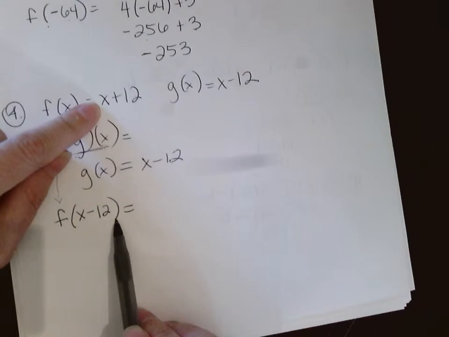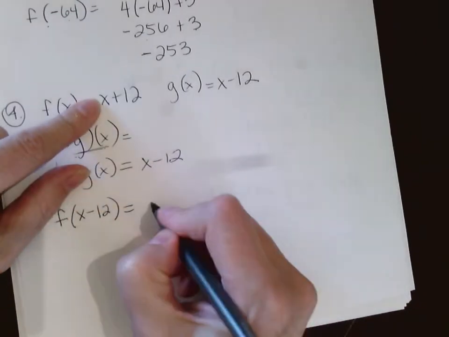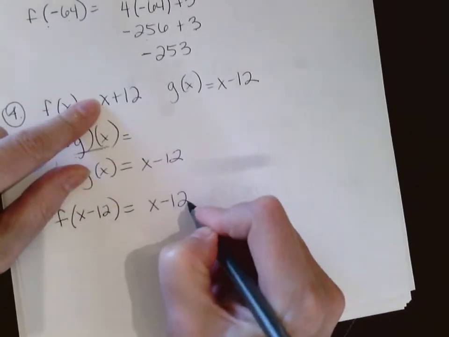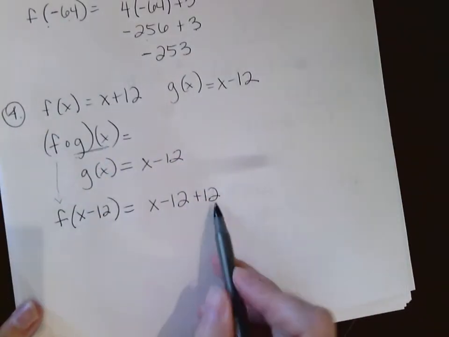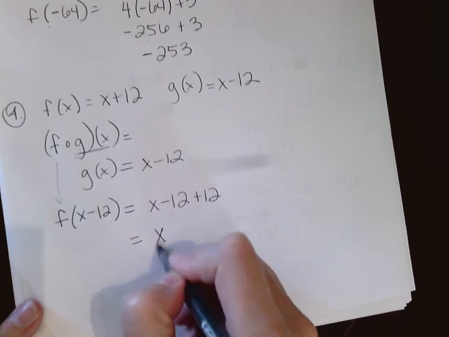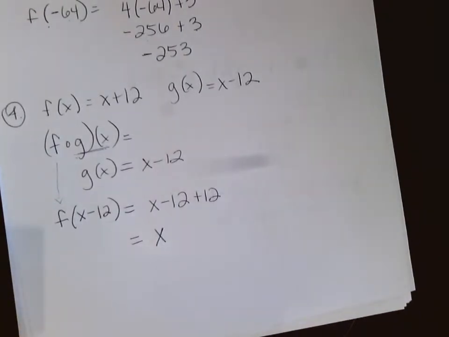So first thing I see right off the bat is an x. So instead of x, I write x minus 12. Then bring down the plus 12. Well, that minus 12 plus 12 just cancels out, so I'm just left with x.